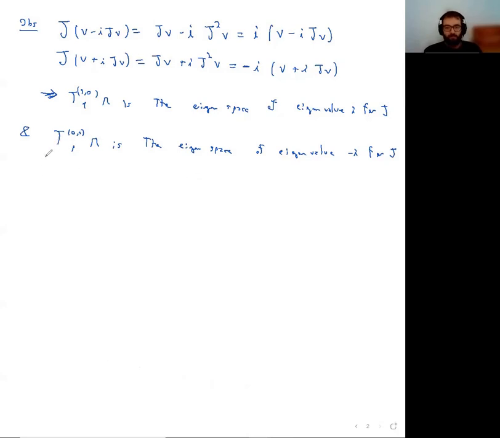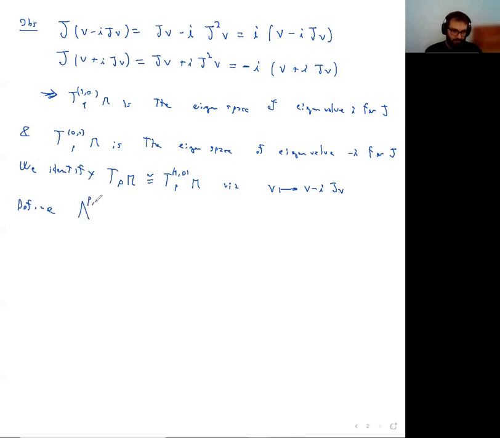And the standard thing to do here is to identify TPM with T10 via the map that sends V to V minus iJV. This is the standard thing to do. And then we define the bundle of PQ forms.